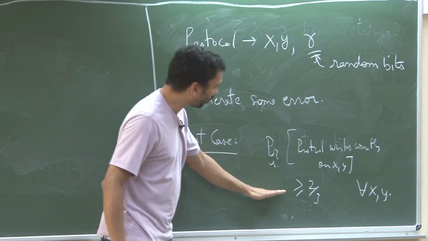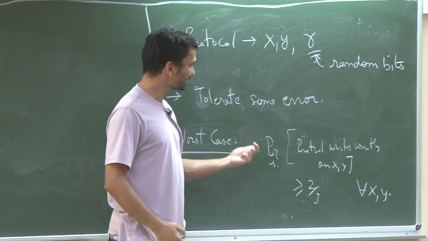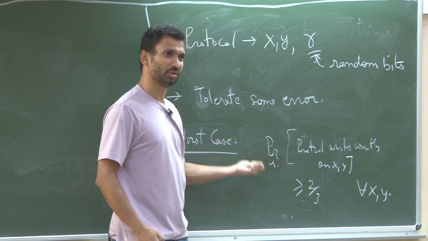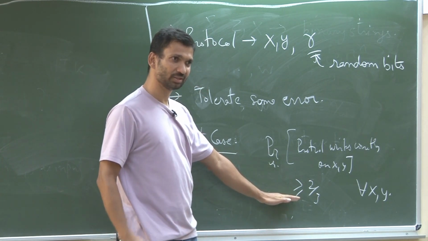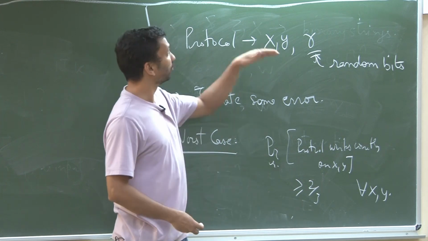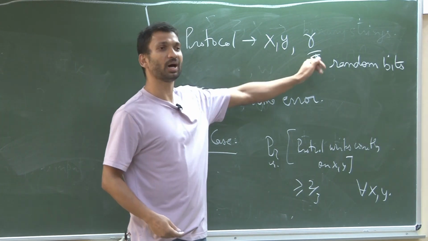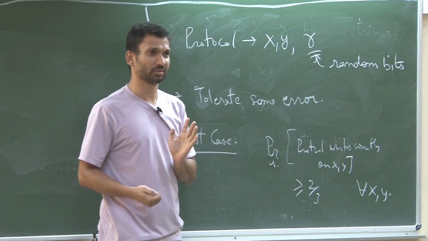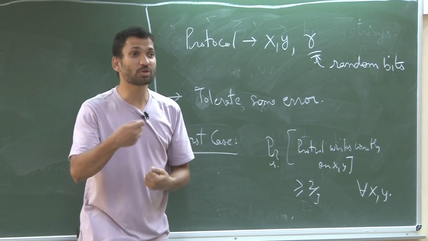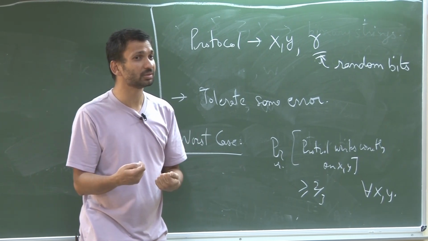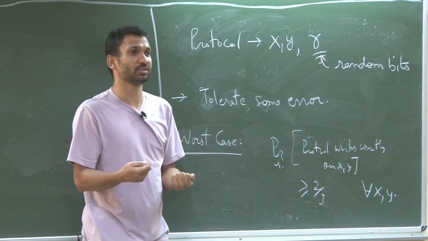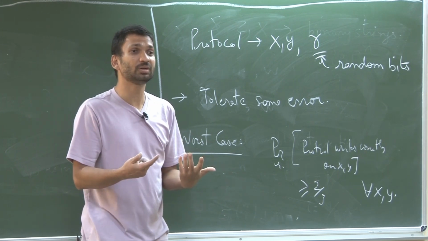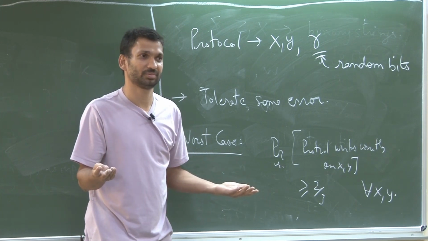So the formal way to define it is, first I define the cost of the protocol. A protocol is correct for F if this condition is satisfied. What is the cost of protocol? Worst case over all X, Y, comma R, how much communication it is doing. Now, what is the cost of a function? What is the communication cost of a function? The cost of the best protocol.